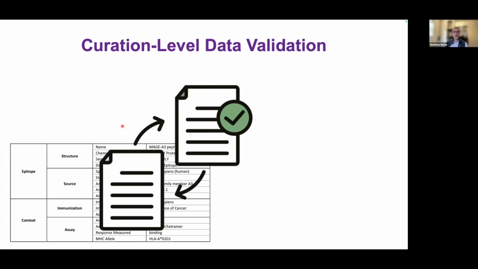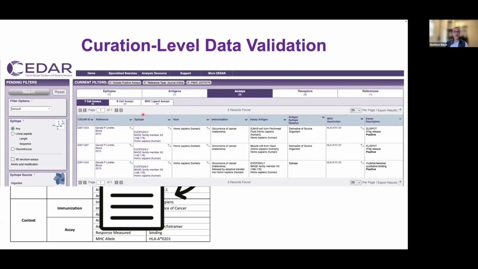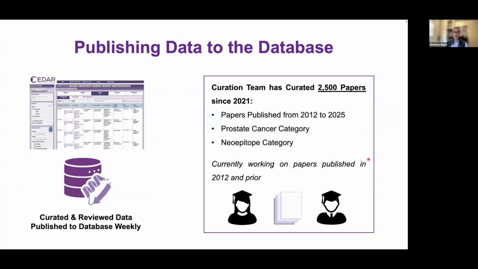So once all of these curation level validation checks are finished, the data is published to the public-facing CEDAR database. So a search of the database for our example PubMed ID will return one epitope used in 3 assays. And here you can see our multimer/tetramer assay that we looked at from our example paper. Data are published to the database on a weekly basis.